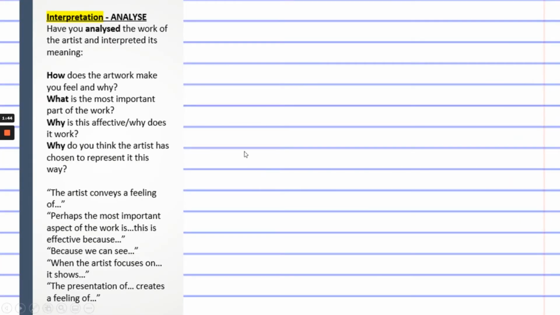So once you've described the work, you then need to analyse it. So you need to talk about how the work makes you feel, what you think the most important part of the work is, why it's effective, why you think the artist has chosen to represent it this way. Again, a number of sentence starters to help you.